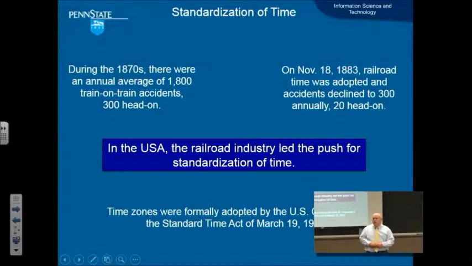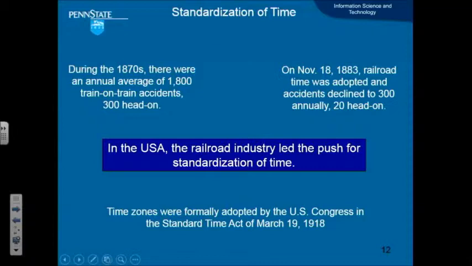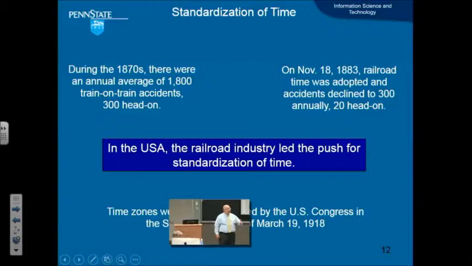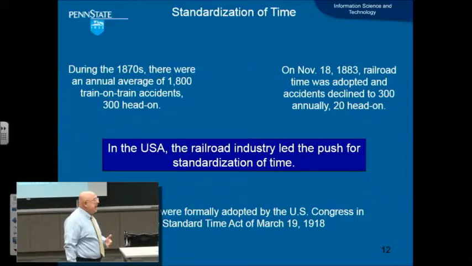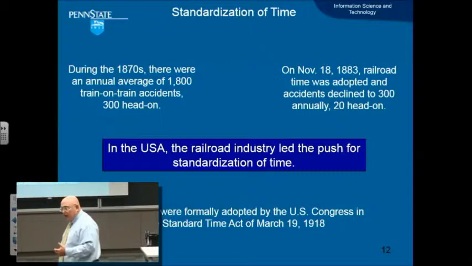Right? There's a real problem solved by the railroad industry, not the government, not some arbitrary person, not some brilliant person. The entire industry did. Why did they do that? Throughout the 1870s, there was an average of 1,800 train wrecks every year. That's a big number. That's between 5 and 6 a day, right? 300 of those, one a day, were head on.